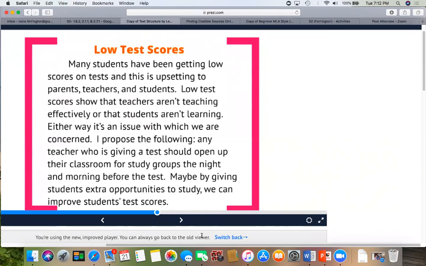Very good. You guys are like super fast tonight. I like it. This is problem and solutions. Giving you a problem, low test scores, and this is a possible solution.